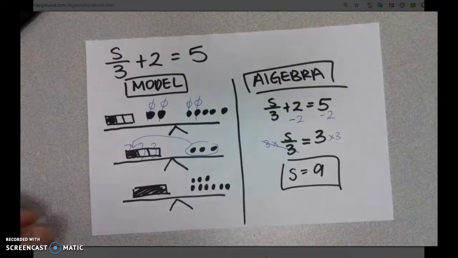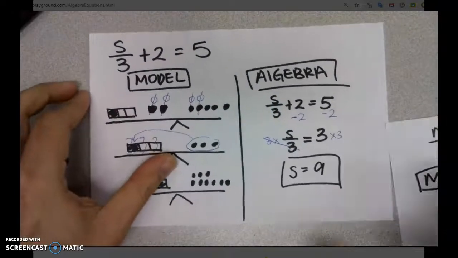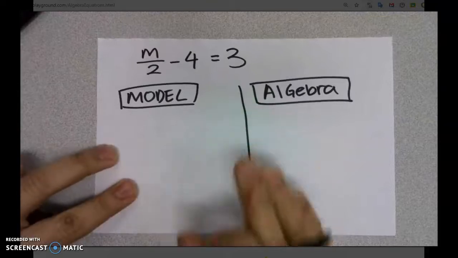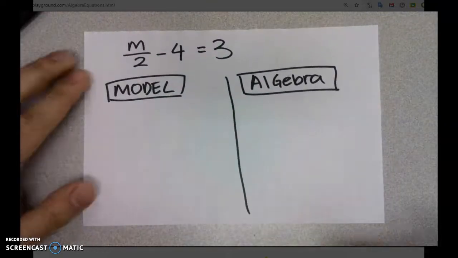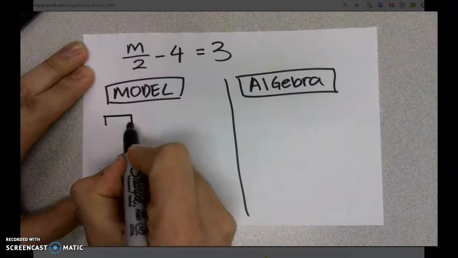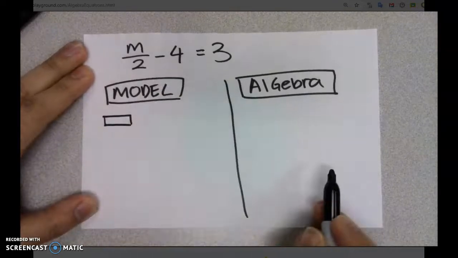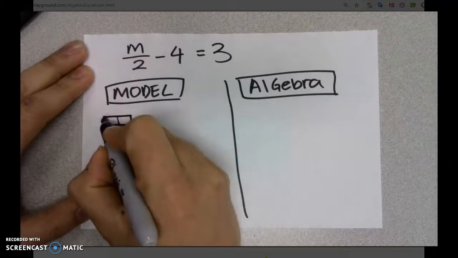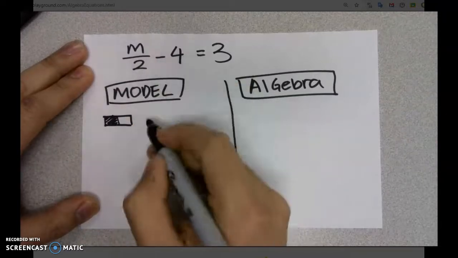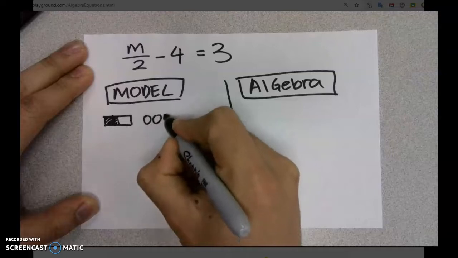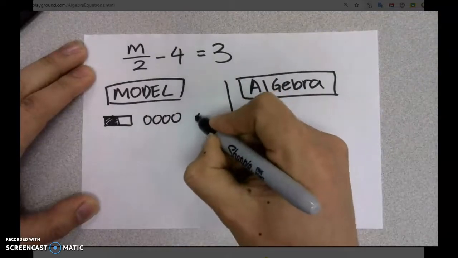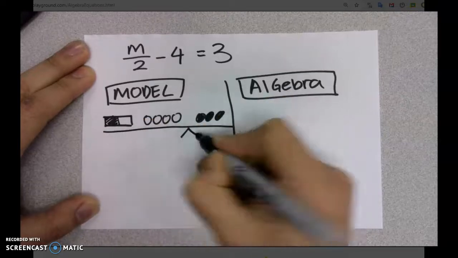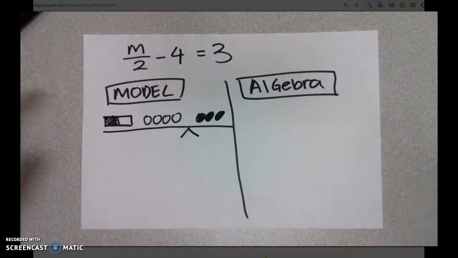I have another question very similar to this one. So now we have m divided by 2 minus 4 equals 3. So let's just model them again. How many pieces do I need to cut this time? You're right, it's only 2. So there's 2 pieces, but I only shade one of them. There's negative 4. So negative 1, 2, 3, 4, and this one is positive 3, positive 1, positive 2, positive 3. There you go. That is my balance beam.